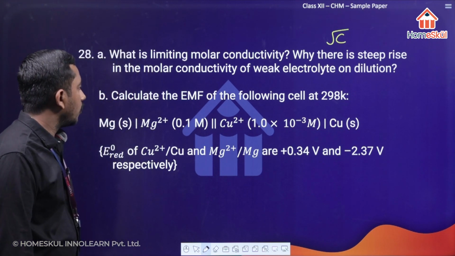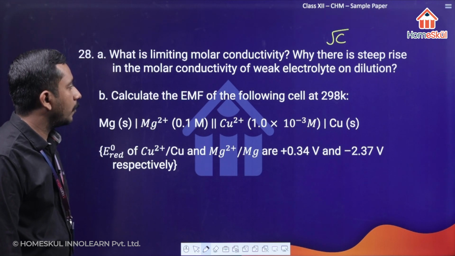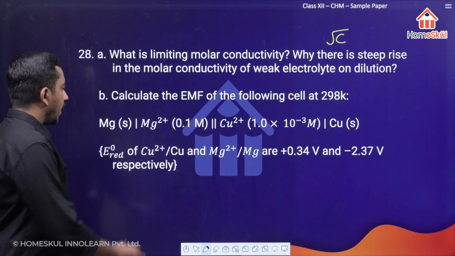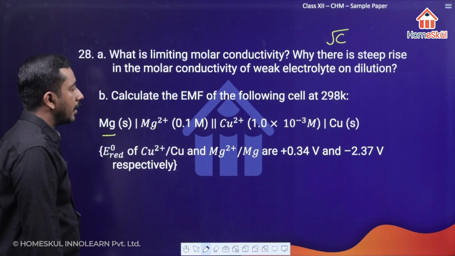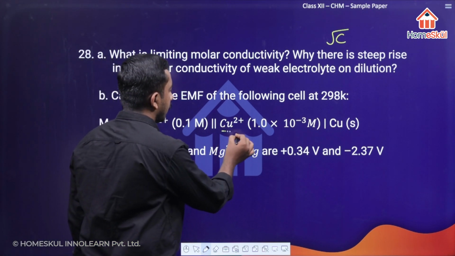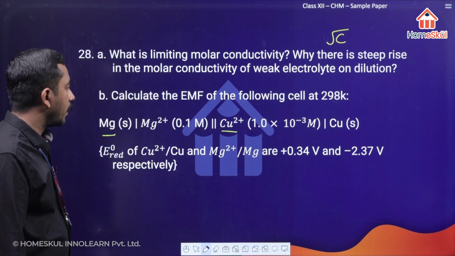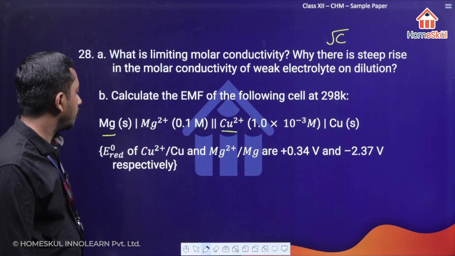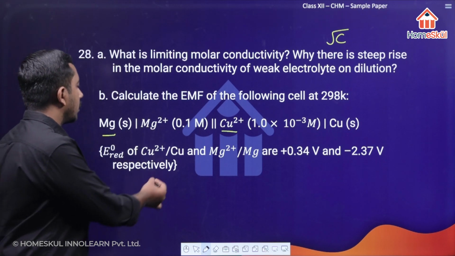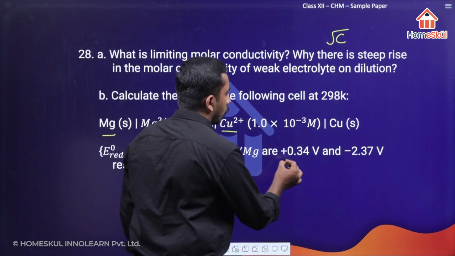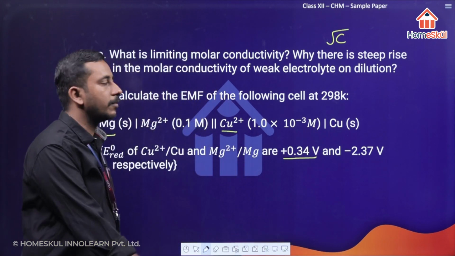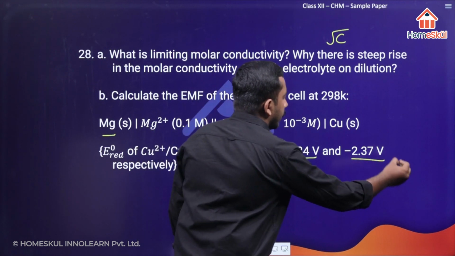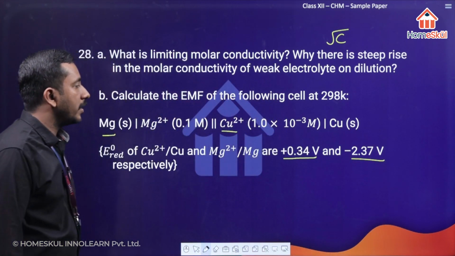And the B part of the question: calculate the EMF of the following cell at 298 Kelvin. Here we have magnesium taken as the anode and copper taken as the cathode. You have to find the EMF of this cell, and we are given the reduction potentials. The reduction potential of copper is plus 0.34 volt. Copper is actually the only metal which has a positive reduction potential. And in the case of magnesium, the standard reduction potential is minus 2.37 volt.